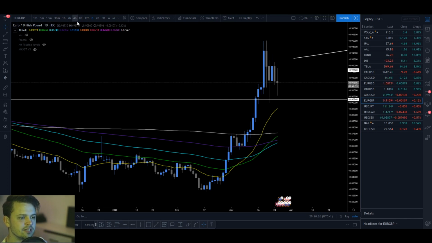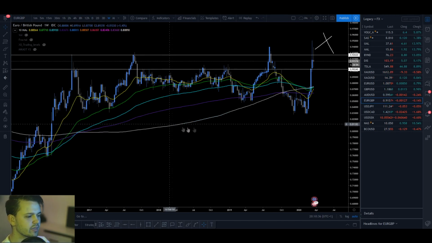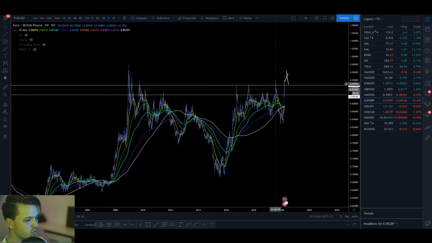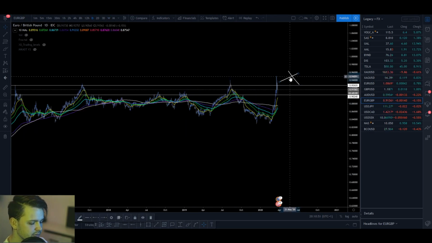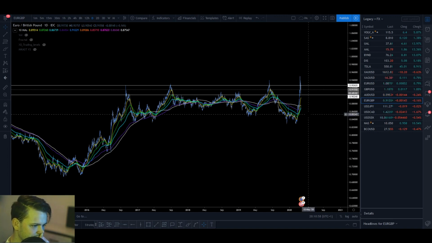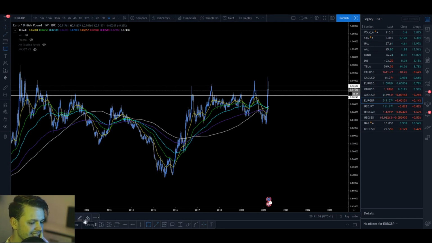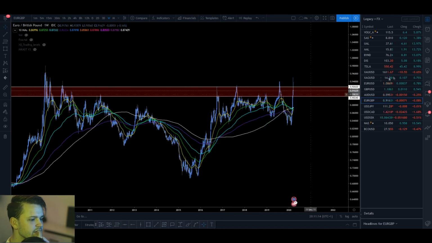Euro versus pound. Pretty obvious right here. It's just trying out this resistance over and over again. So what do we need to see here? Yeah, I don't have a clear setup right now for this one, but I'm looking at this general area as resistance. So that's high time frame resistance, right?